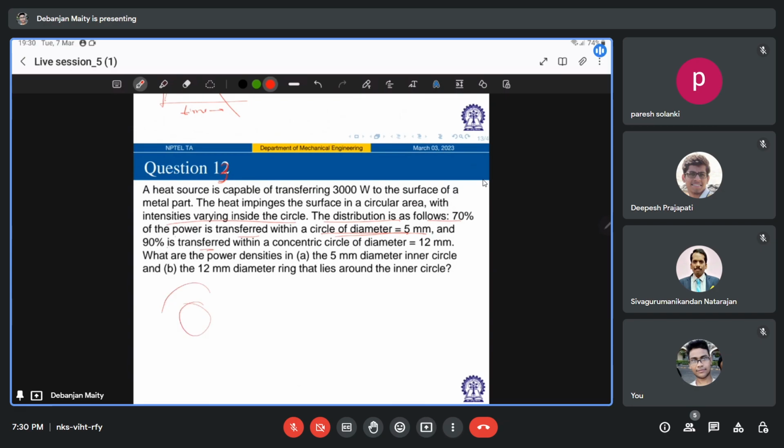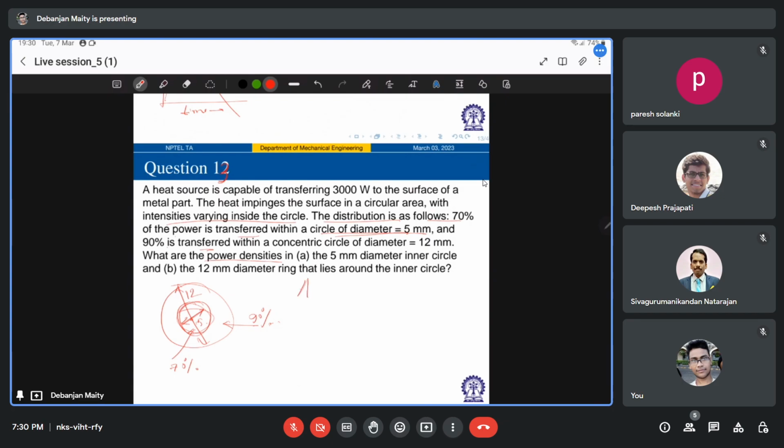So let's say this is having some concentric circle, this is having some diameter of 5 mm, and this is having some diameter of 12 mm. This is 5, this is 12. Here your transferred power is 70%, and here this is 90%. What are the power densities at different locations? That's a very simple question. So you need to find out the inner circle area first.